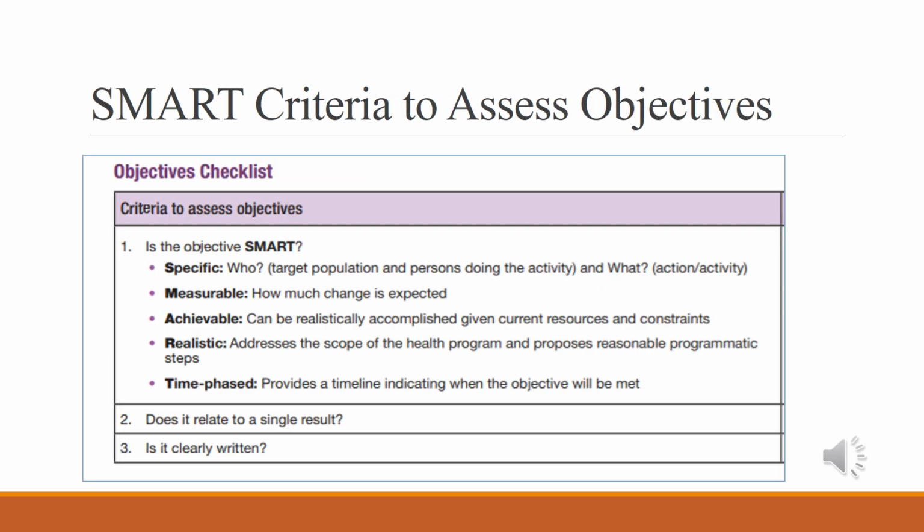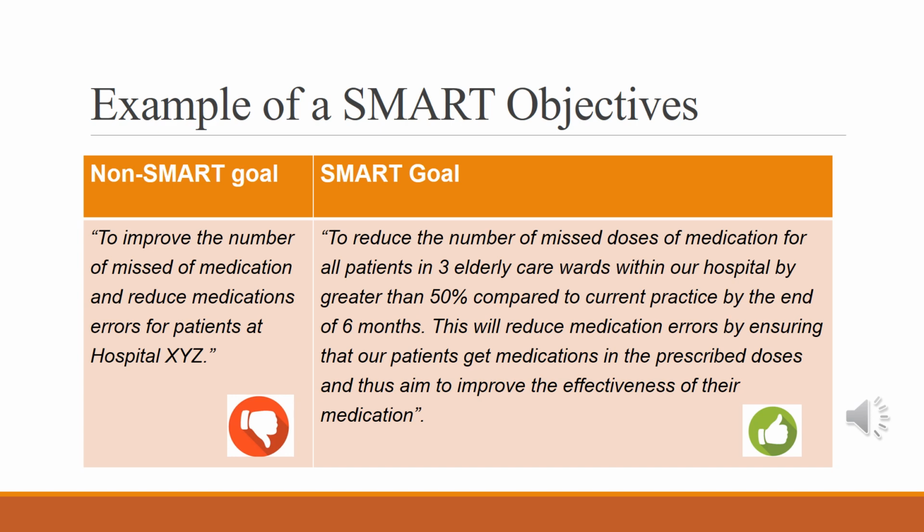So a good way to draft a project proposal is probably to use the SMART criteria. Now, this slide shows you the checklist to assess whether your objective adheres to the SMART criteria. So have a look at it and make sure that when you draft it, it adheres to the SMART criteria. Now, these slides will show you how a SMART goal will look very differently from a non-SMART goal.